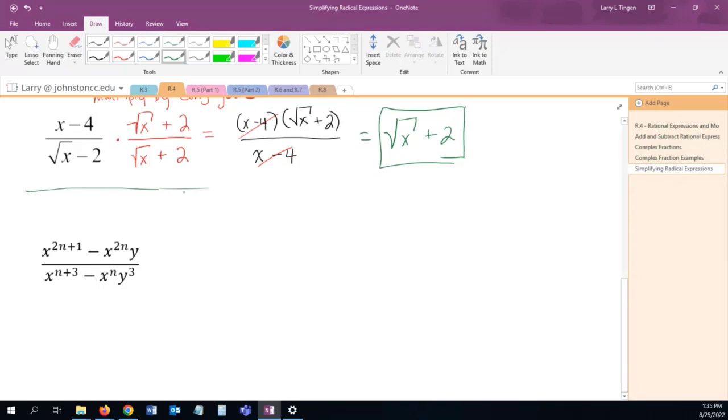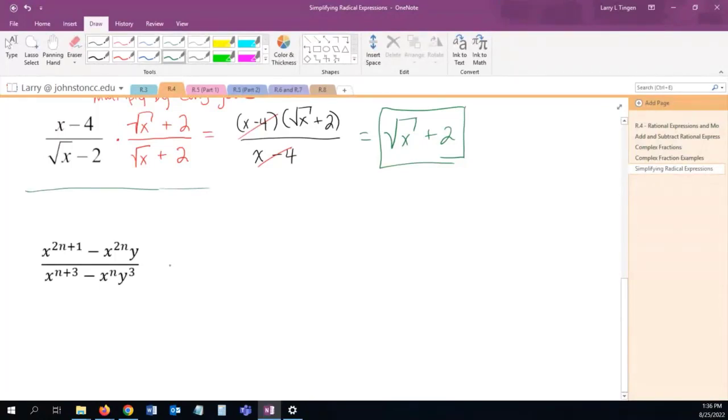Okay. All right, so let's take on this beast. Your printout may not be as nice. I've figured out how to import equations, so I'm really working on improving the notes as well. But we have x to the 2n plus 1 minus x to the 2n times y, all divided by x to the n plus 3 minus x to the n times y cubed.